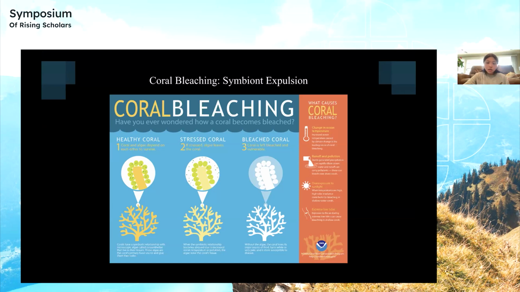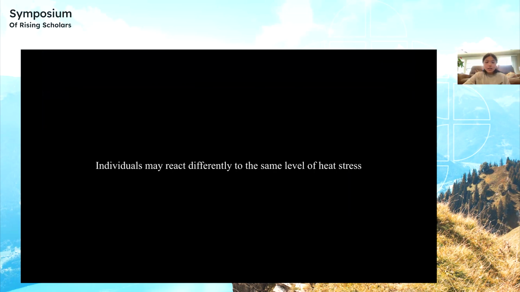And bleaching can be caused by many different factors, one of the most prevalent being rising temperature. I'm sure most of you are all aware of all the current climate change going on. However, there is individual variation in how individual corals respond to heat stress, where individuals may react differently to the same level of heat stress.